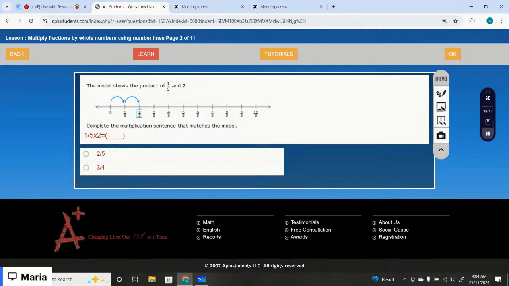The model shows the product of 1 by 2 and 5. So which is the correct option? I think you guys are here to learn, isn't it? So why are you not answering?